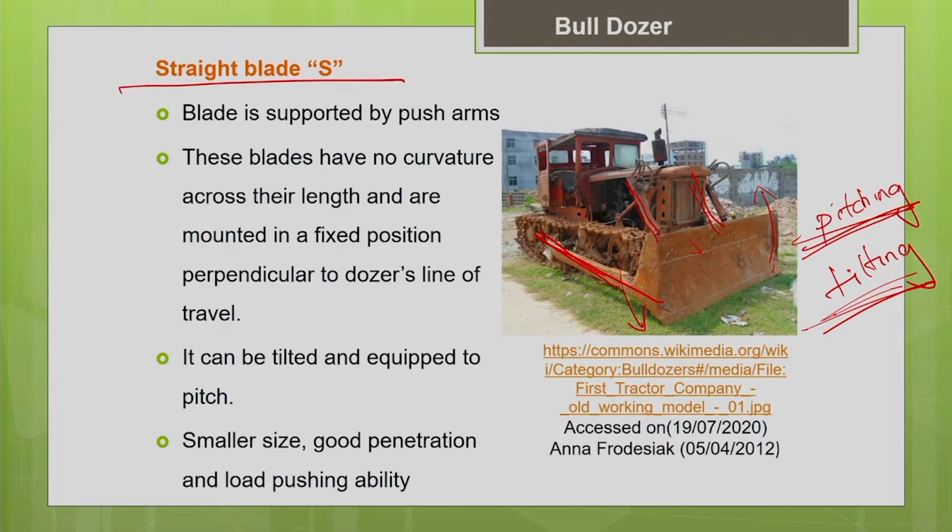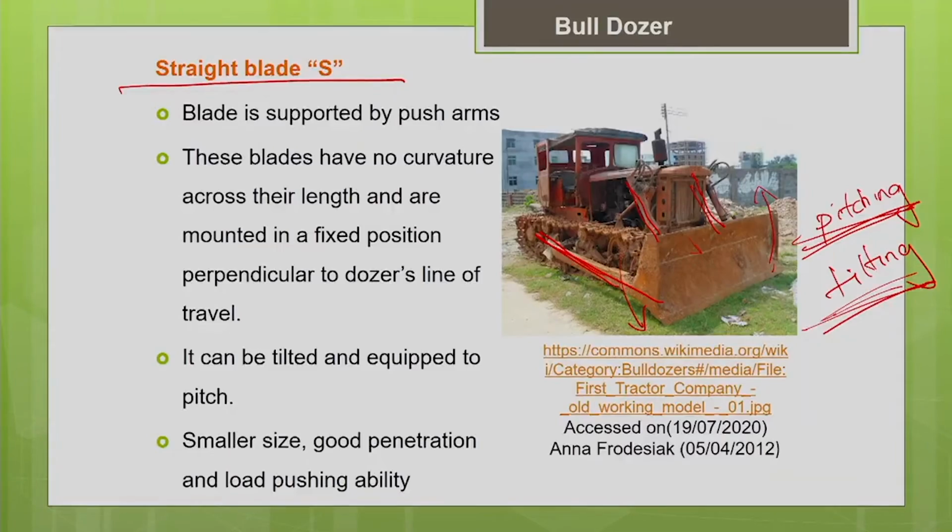Another important thing to note is that most bulldozer blades have curvature in the vertical plane. The blades will have curvature in the vertical plane like this. You can see in this picture also a curvature in the vertical plane. What is the main purpose of the curvature? You want to push the material, so the material should roll in front of the blade. To facilitate the rolling effect, we have this curvature, so that the material can easily roll.